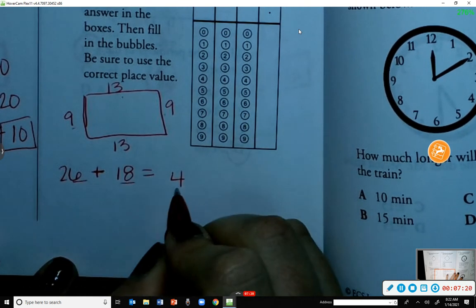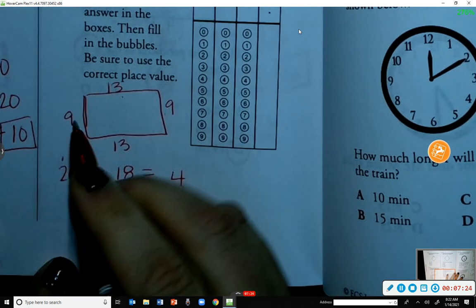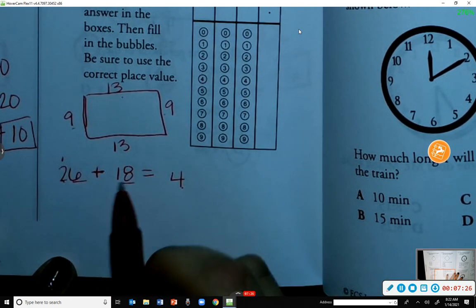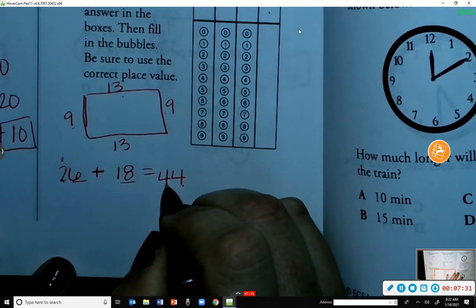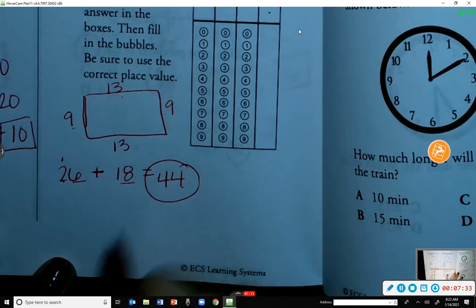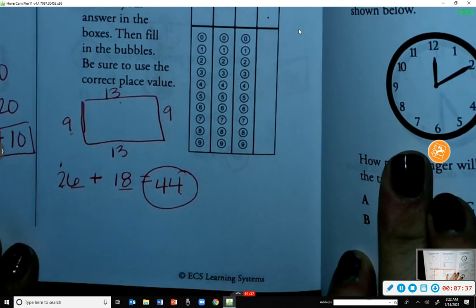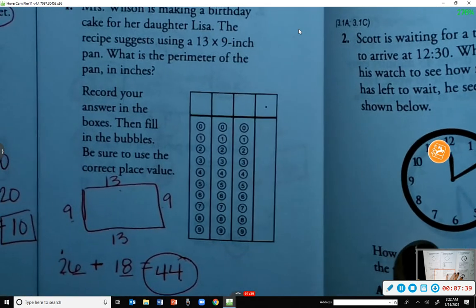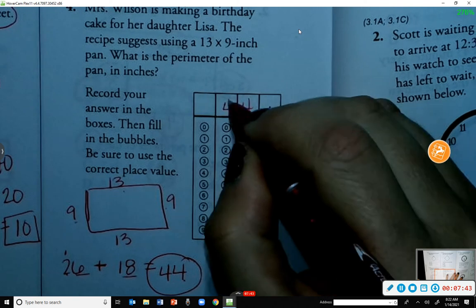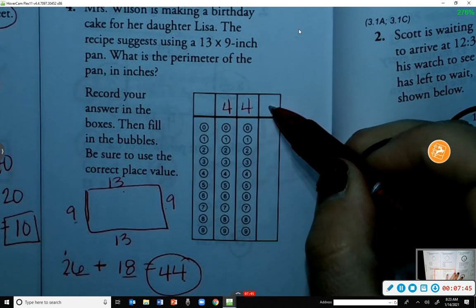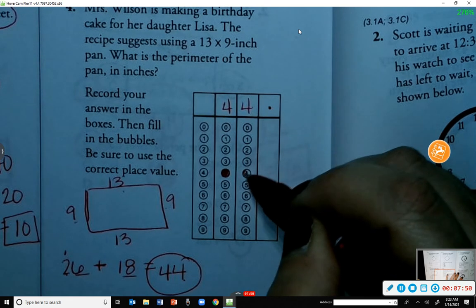6 plus 8 is 14. Carry the 1. 1 plus 2 plus 1, 44. Make sure you put them in the boxes correctly. So we have 44. It's over here next to the decimal. And then you bubble in underneath.